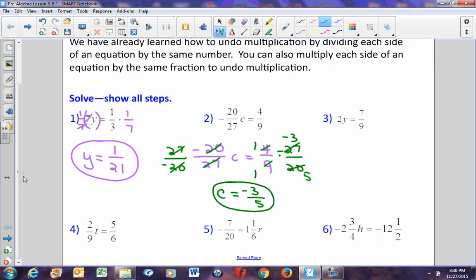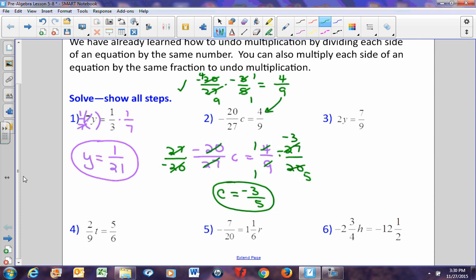And of course, we can check these by putting negative 3/5 back into the original equation and seeing if I end up with the same answer. Let's check it a little bit here. If I have negative 20 over 27, and I multiply that by c, which is negative 3/5, what do I get? Well, 3 goes into itself once, 3 goes into 9 3 times, 5 goes into itself once, into 20 4 times. I end up with negative 4 times negative 1 is positive 4. 9 times 1 is 9. I get 4/9. Exactly what that is, so the problem does check out.